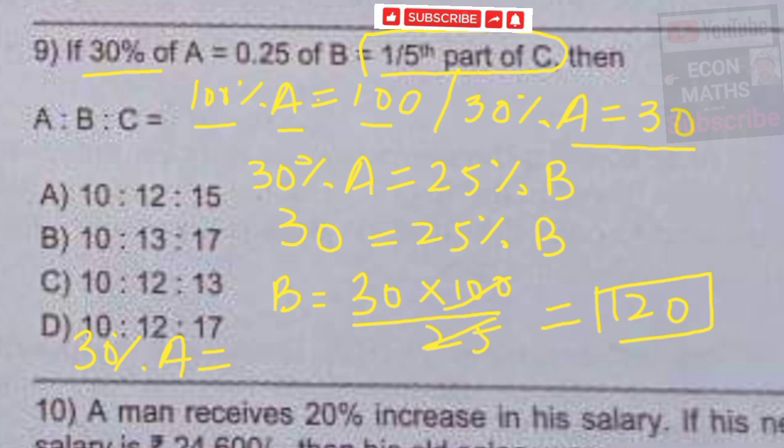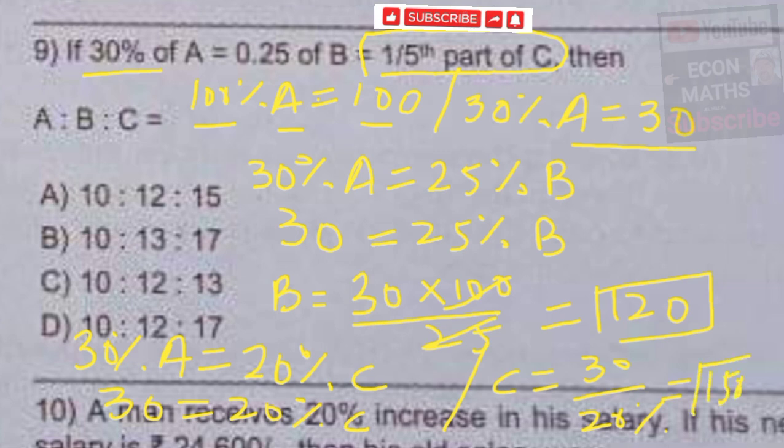1/5 means 20%. That is 20% of C. 30% of A, as we know, is equal to 30. So I will write 30 is equal to 20% of C. Now C is simply equal to 30 divided by 20%. When solving, this will come out to be 150. Because of the lack of space, you can calculate it easily.